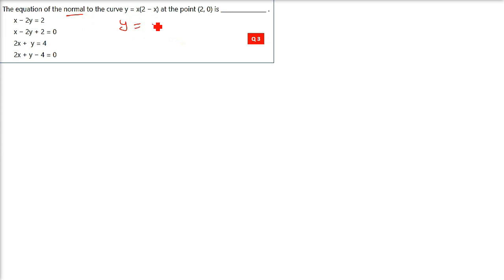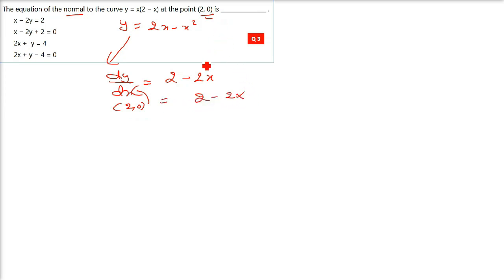So y is equal to 2x minus x square. I've just multiplied it inside. dy by dx will be equal to 2 minus 2x. So this 2 minus 2x is the slope, but it has to be found out at (2, 0). So just put x as 2 here. 2 minus 2 into 2. 2 minus 4 is negative 2. We have dy by dx as negative 2, which is the slope of the tangent.